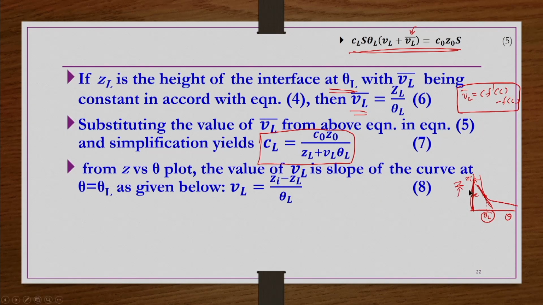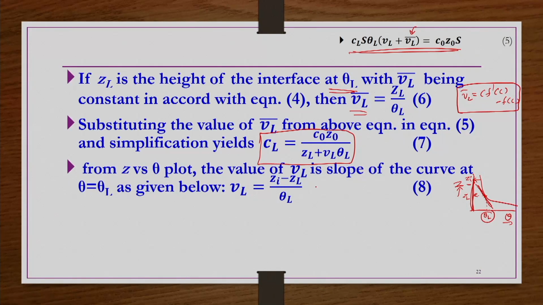Initially, from the Z versus theta experimental information you have, at theta equals theta L on this sedimentation curve, you draw a tangent and then extend it to the y axis. Whatever intercept you get, that is Z I, and corresponding to theta L, whatever Z is there, is Z L. So, Z I minus Z L divided by theta L minus 0, because Z I corresponds to 0.